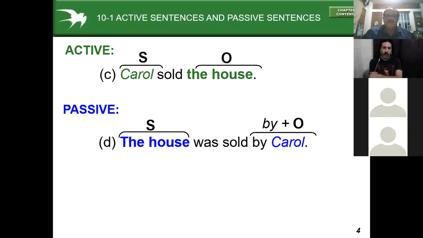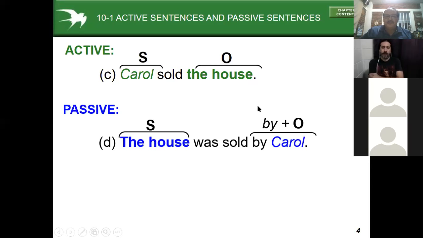Then we have, for example, the house is now the subject, look. Okay, was is the past tense. And sold here is the simple past, the past tense. Sold here is the past participle. Remember that this one is sell, sold, sold. This verb and this verb are different. This is vendió and this is vendido. So that's the difference, right? Past tense, pasado, and past participle.